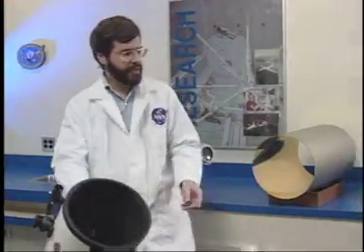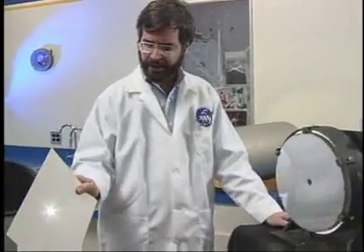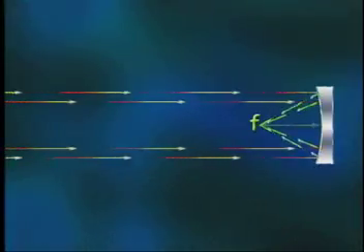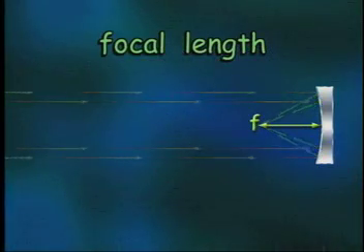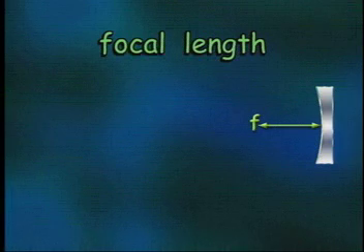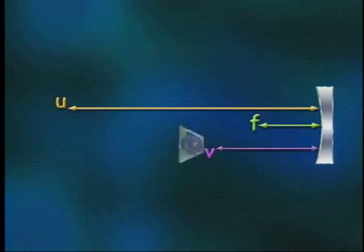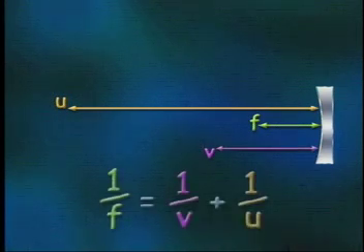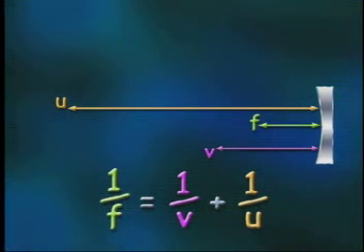for astronomy. I've taken this mirror out of the telescope to show you how the light is focused down to a spot at the focal point. This distance from the spot to the mirror is called the focal length, and there's an algebraic expression that relates the distance of the focal length, the distance u to an object, and the distance v to the image formed by the mirror. That expression is 1 over f is equal to 1 over v plus 1 over u.